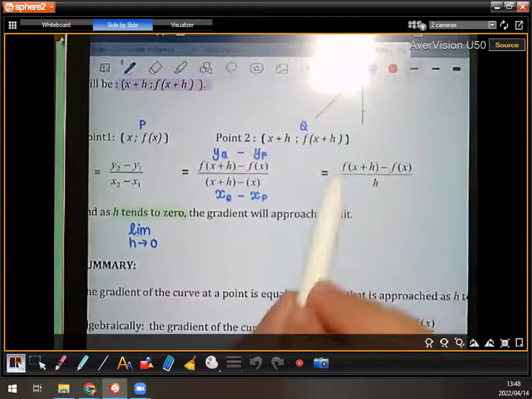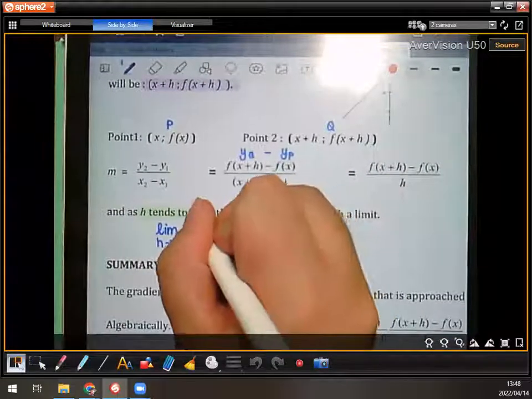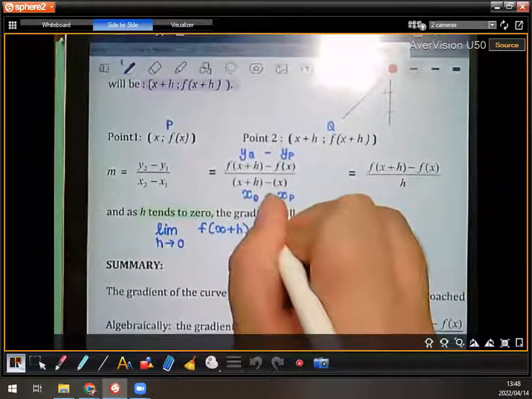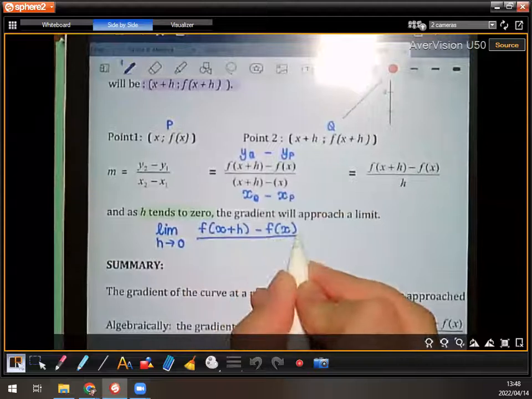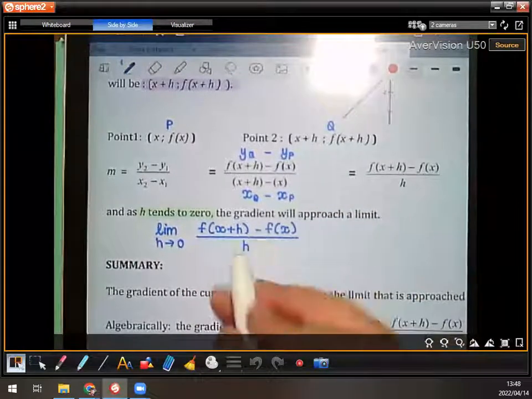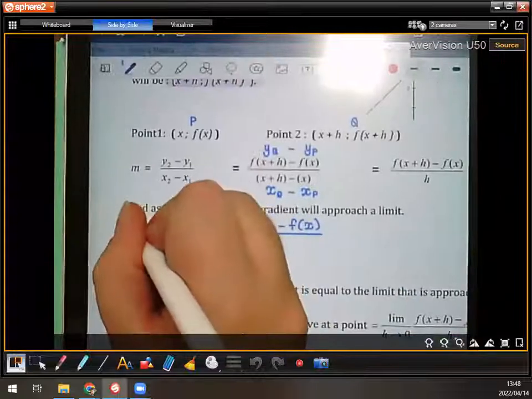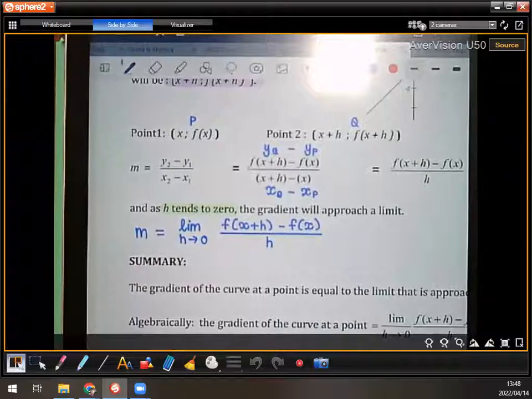This formula. So you're going to write that after your limit h tends to 0 thing: f of x plus h minus f of x, and that is all over h. Remember, change in y over change in x. That's where we got that from. And guys, this is basically the gradient of the tangent at that point.